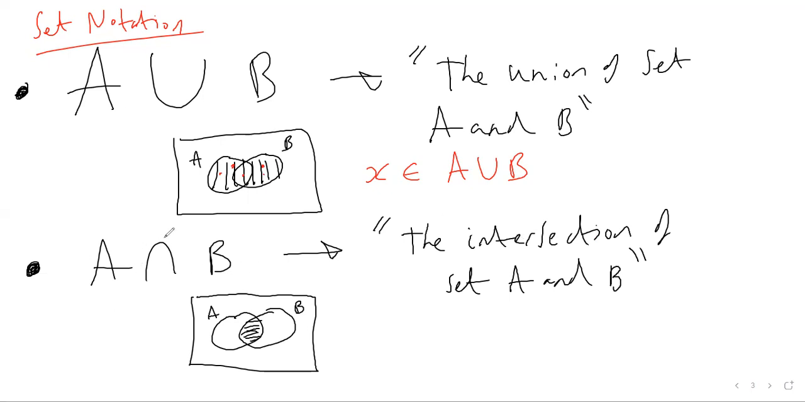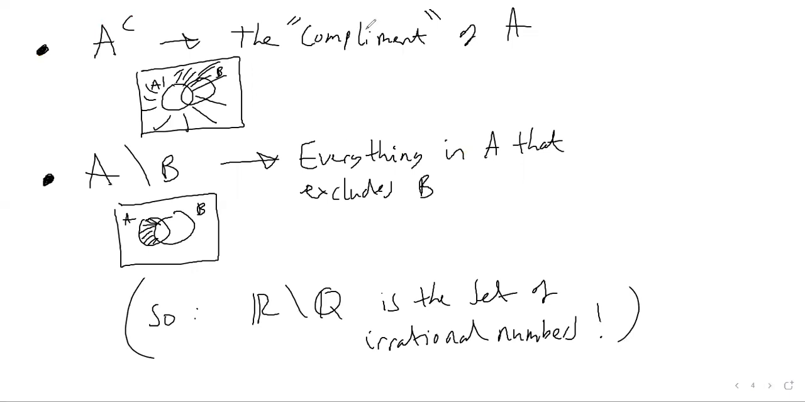And then this A∩B notation just means the intersection of the sets A and B. So if X belongs to the intersection of A and B, then X belongs in here somewhere. It's an element of this set where the two sets A and B overlap. So that's that.